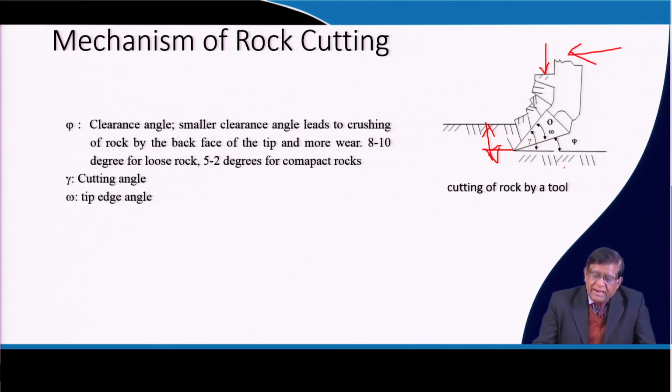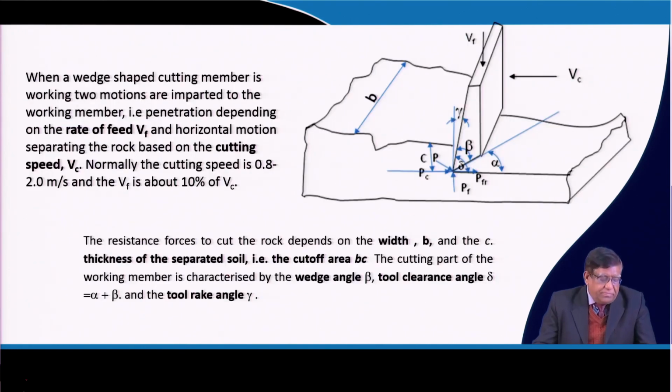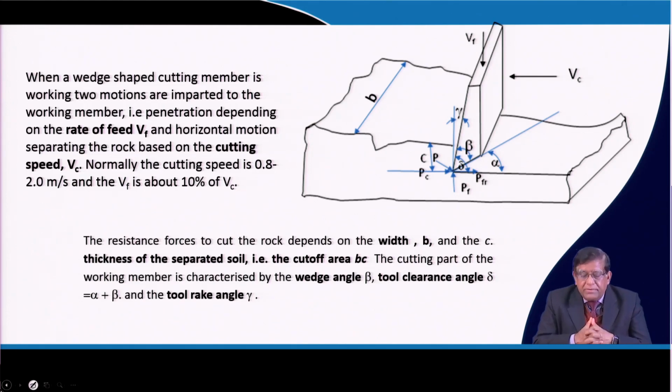You can see here there is a clearance angle, from the rock surface. Then there is a tip angle, which the tool has, and then there is the cutting angle. So this geometry will affect the performance of the drilling or the performance of the cutting machinery. Now let us look a little bit deeper into it.